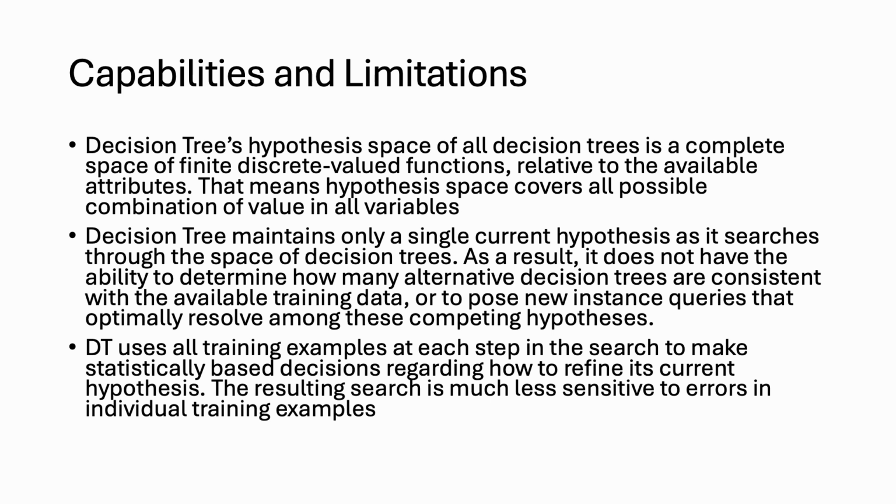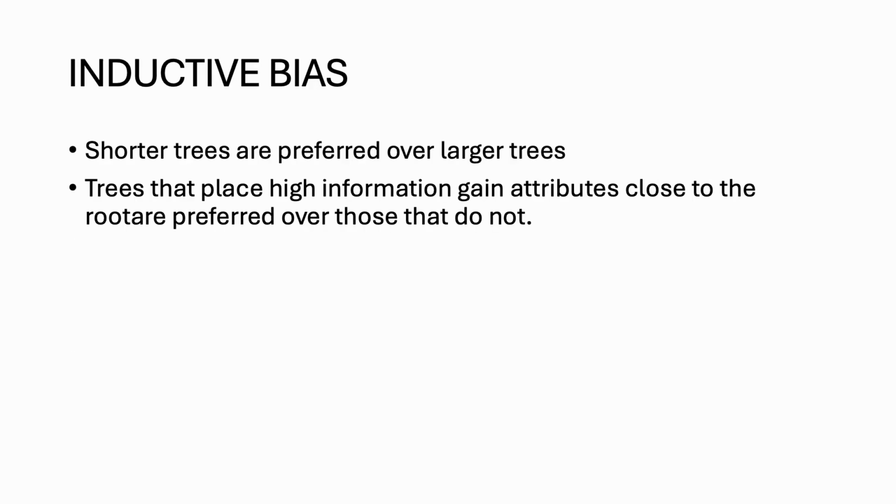And the decision tree uses all training examples at each step of the search to make statistically based decisions regarding how to refine its current hypothesis. The resulting search is much less sensitive to errors in individual training examples. Also, it has some bias: it will prefer shorter trees over larger trees, and trees that place high information gain attributes close to the root are preferred over those that do not.